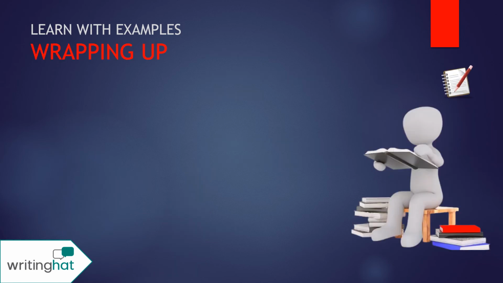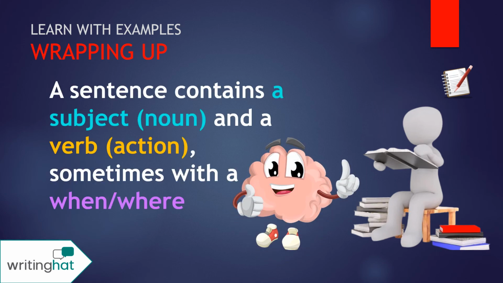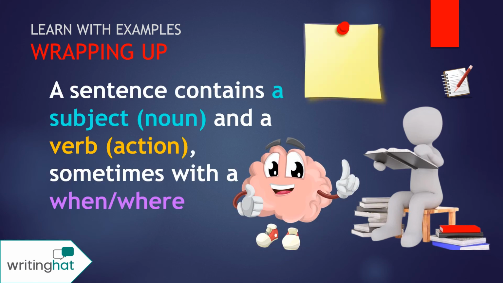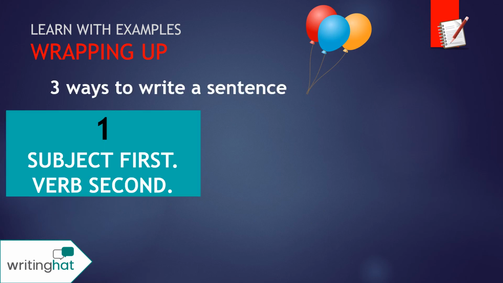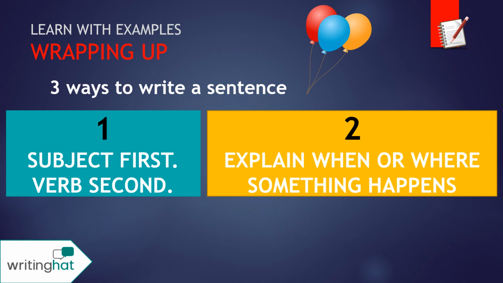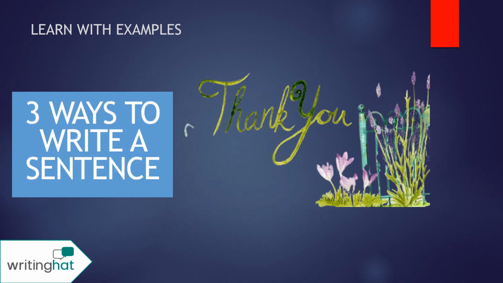What have we learned today on the 3 ways to write a sentence? A sentence has a subject and a verb, and sometimes there's a when and where in there as well. And so the 3 ways to write a sentence are subject first, verb second, explain when or where something happens, and ask a question. I hope you enjoyed this class and can apply what you learned in your writing.